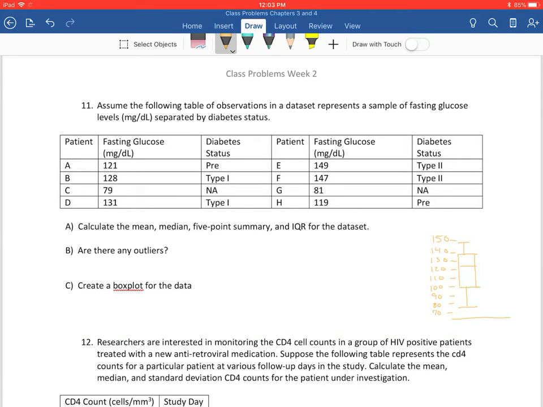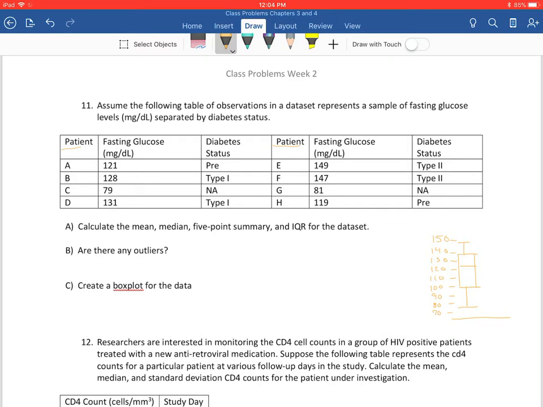Assume the following table of observations in a dataset represents a sample of fasting glucose levels separated by diabetes status. So here we have our table with patients, your fasting glucose, and your diabetes status, and then it also splits over into another side for a patient, fasting glucose, diabetes status.